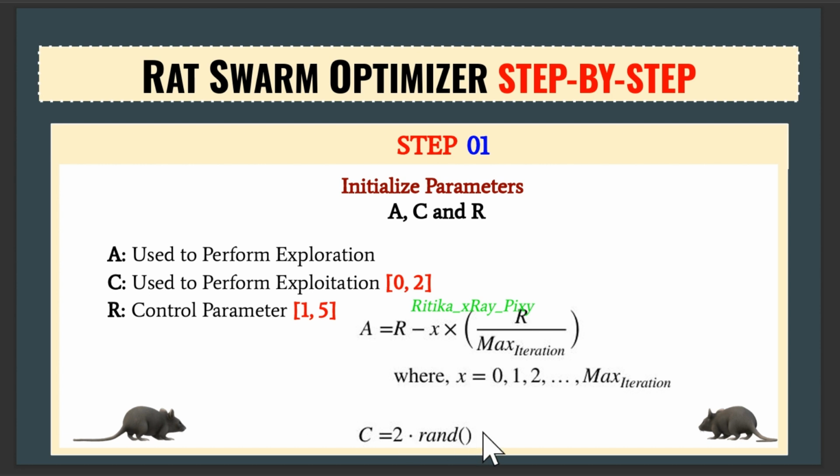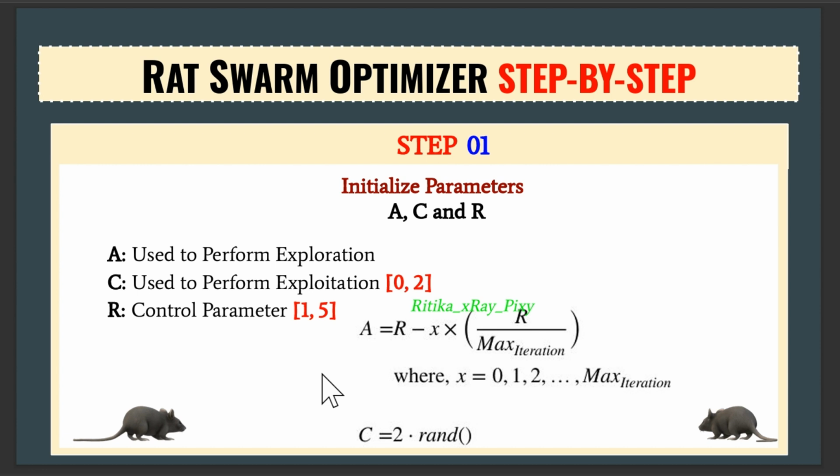Then we have the next parameter, C. This is responsible for exploitation. Using this parameter, we are guiding the rat's movement toward the best known solution. This term encourages the swarm to refine its search near the optimal solution and improve the accuracy over time.